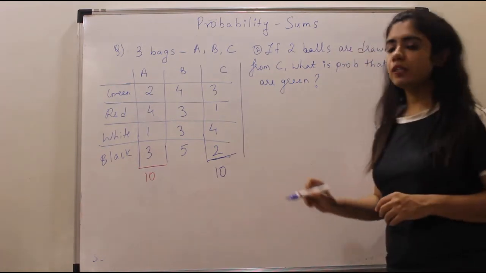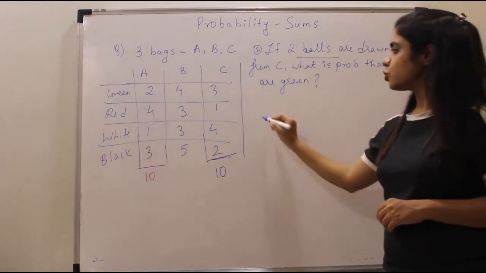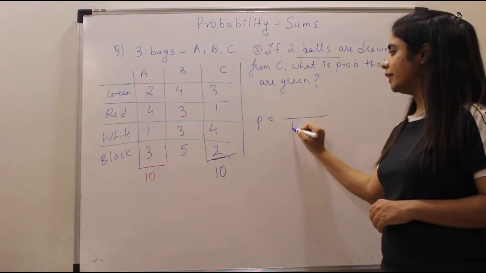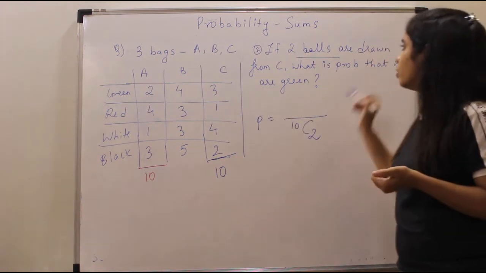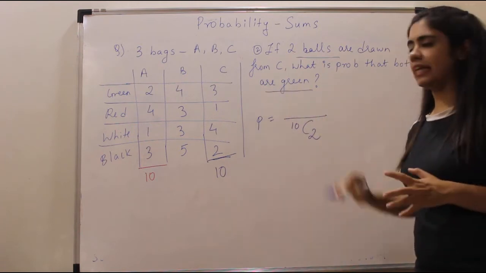We are drawing how many balls? We are drawing 2 balls. So your probability denominator will be 10C2. Correct? Because we are drawing 2 balls.